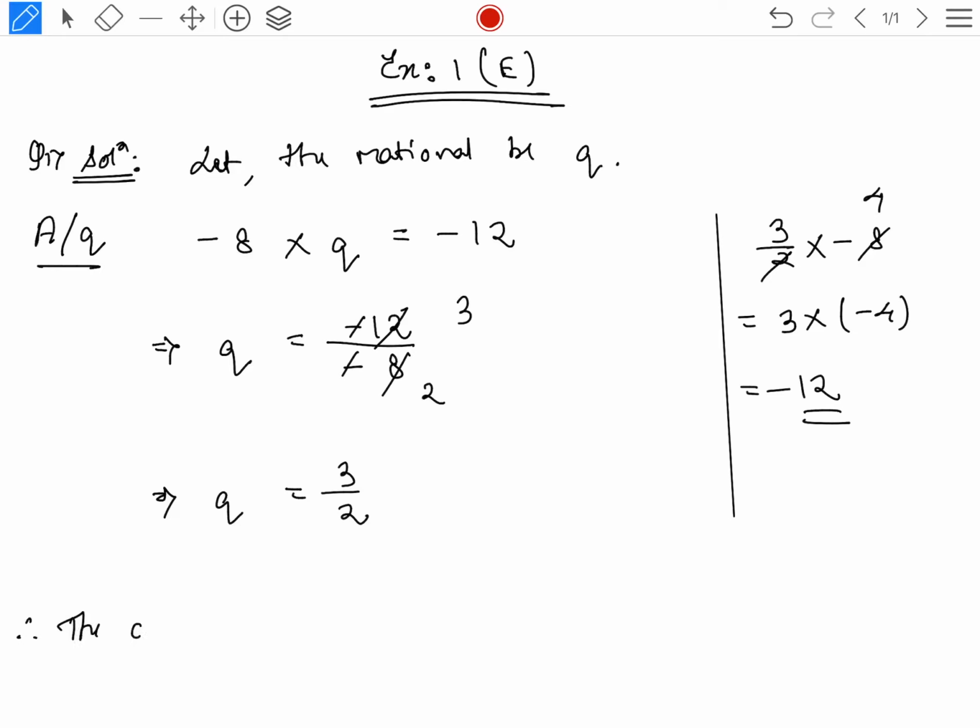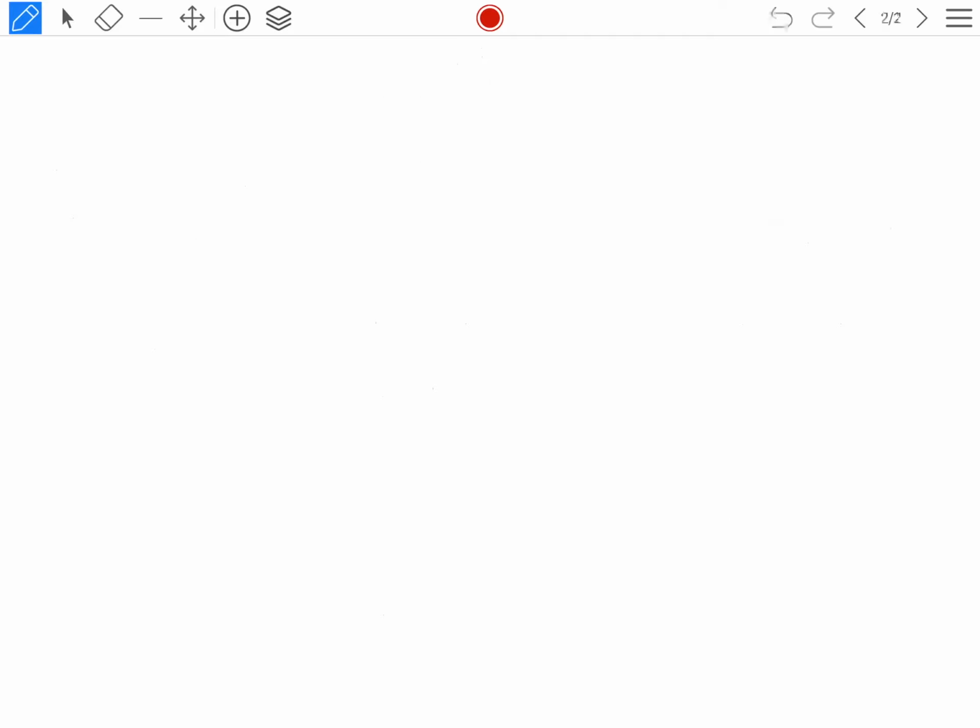So you'll write therefore the other rational number is 3 by 2. Easy question, yes or no? So I think you have understood. Now see, look at question number 2.